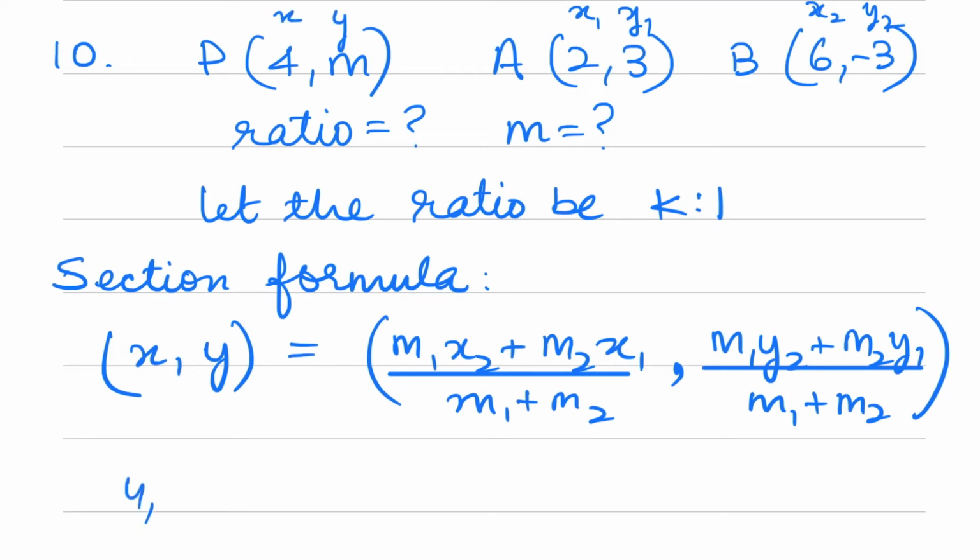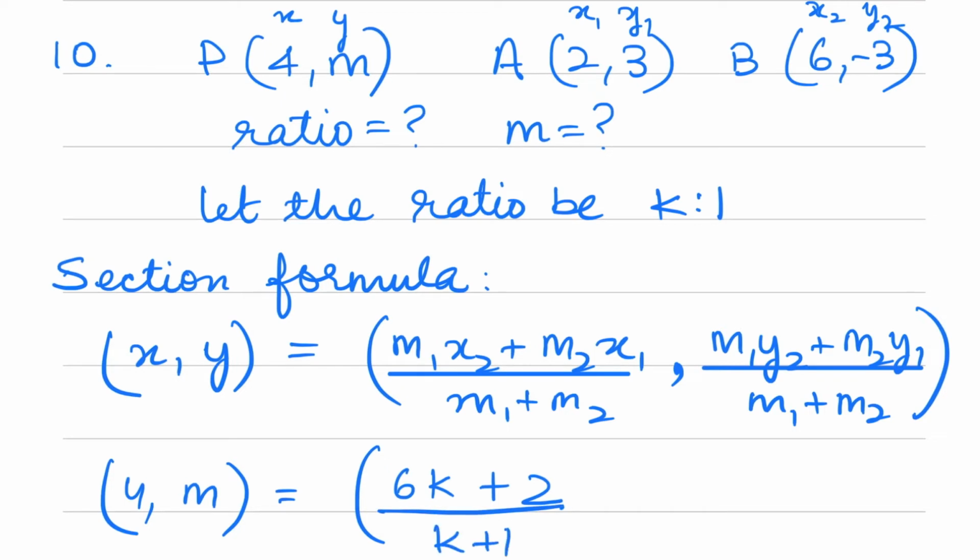So this is 4 m is equal to m1 is k and x2 is 6. So 6k plus m2 is 1 and x1 is 2. So plus 2 divided by k plus 1. Now again k into y2. y2 is minus 3. So we have minus 3k and m2 is 1, y1 is 3. So plus 3 divided by k plus 1.